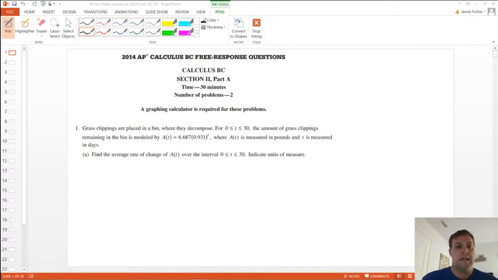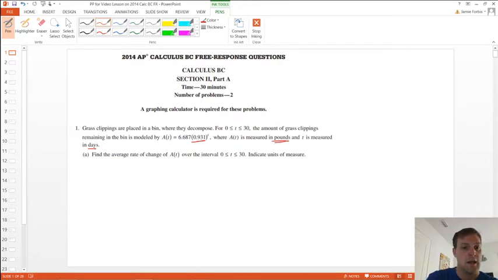It says that grass clippings are placed in a bin where they decompose. For 0 to 30 as our time, the amount of grass clippings remaining in the bin is modeled by A of t, A for amount, I guess. It looks like an exponential decay problem. You can tell it's exponential decay because of our rate right there, our decay factor. And it says where A of t is measured in pounds and t is measured in days. Okay, so it looks like we're talking about days to pounds.